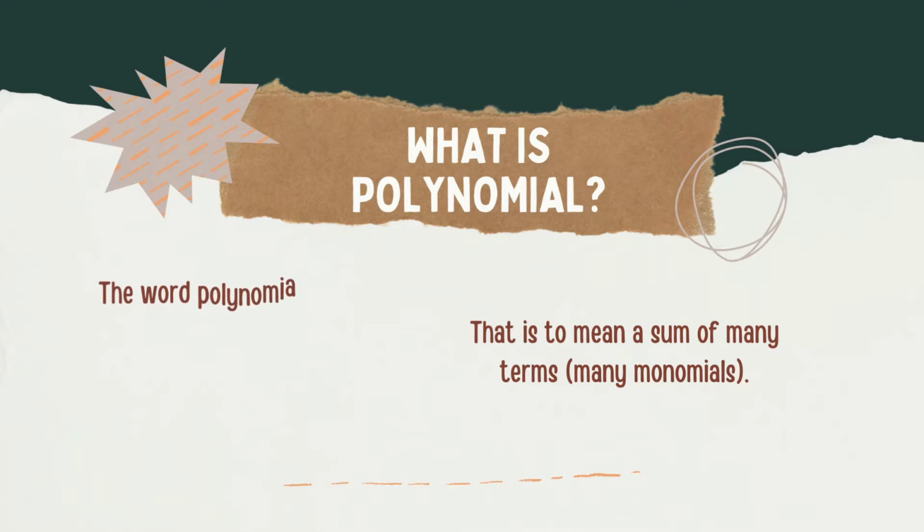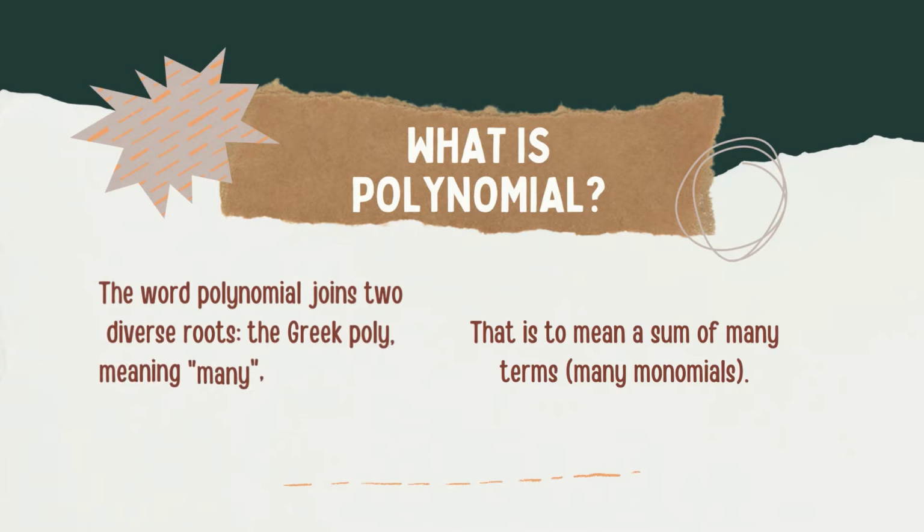So, what is a polynomial? The word polynomial joins the two diverse roots, the Greek poly, meaning many, and the Latin nomen, meaning name. That is to mean a sum of many terms or many monomials. Now we have mentioned here the word monomial. But what exactly is monomial?